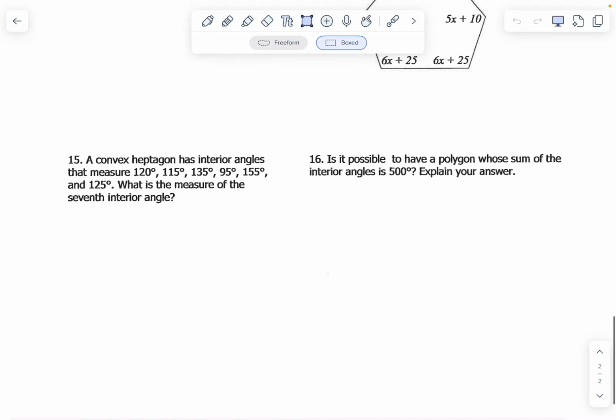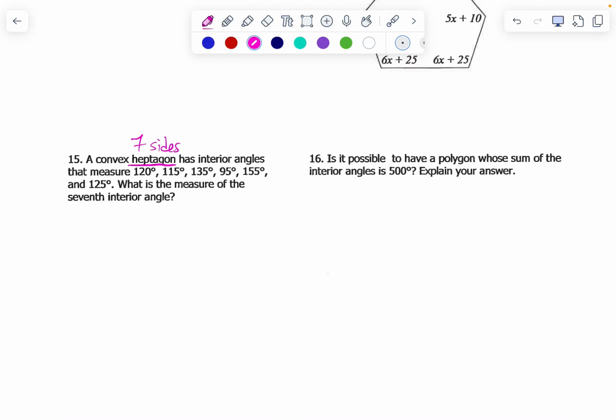All right. So a convex heptagon. That was one of our named shapes. How many sides does a heptagon have? That's 7. It has interior angles that measure these given ones. What is the measure of the 7th interior angle?